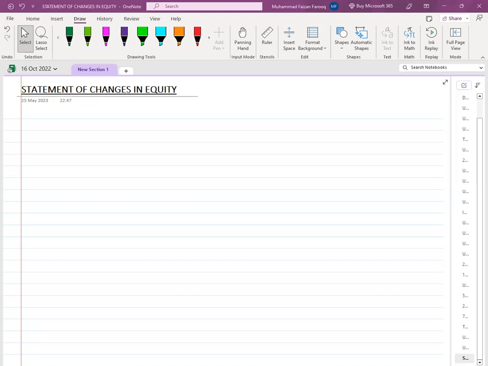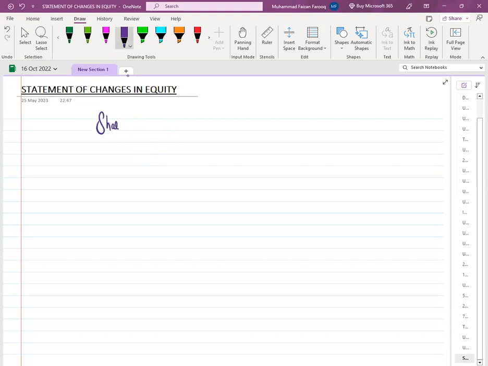How do we produce this? Like we have a format for the income statement and a format for the statement of financial position, which is the balance sheet, we also have a format for the statement of changes in equity. It's a column format. You need to memorize the format.